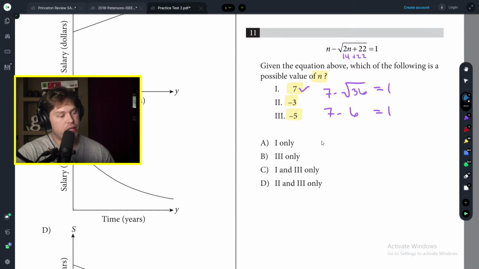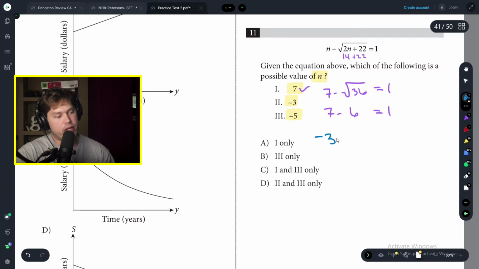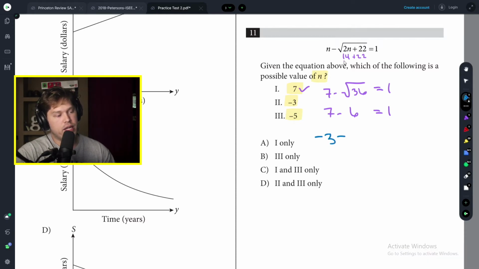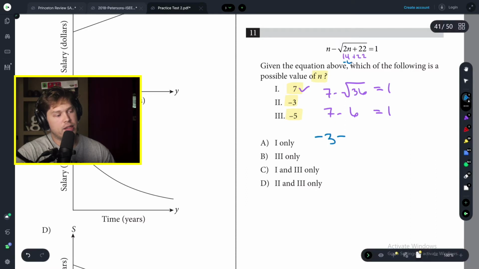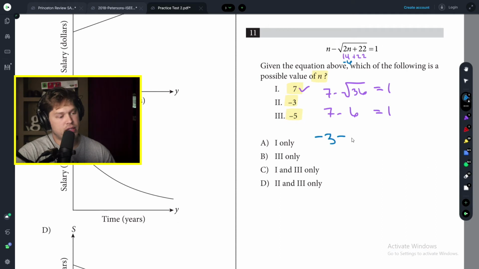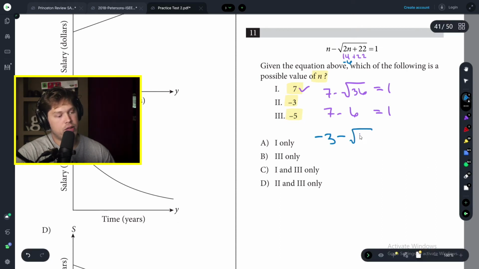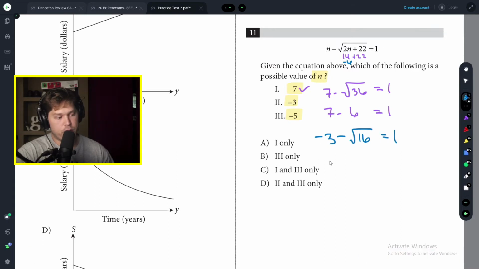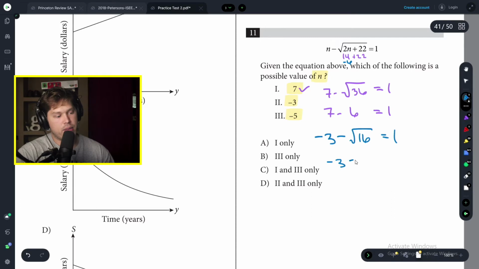We have negative 3. So negative 3 minus, okay, 2 times negative 3 is negative 6. And negative 6 plus 22 is 16. So negative 3 minus the square root of 16. Does this equal 1? Well, the square root of 16 is 4. We have negative 3 minus 4. This is negative 7. This does not equal 1. So this does not work.